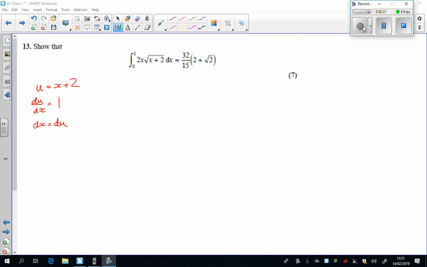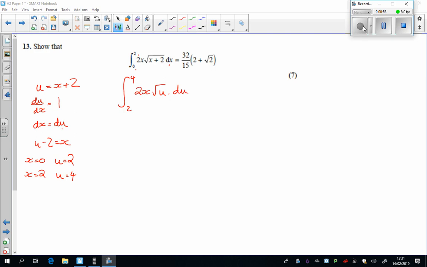We're also going to need later on that u take away 2 is equal to x, so I'll do that here as well. I also need to change the bounds so that when x is equal to 0, u is equal to 2, and when x is equal to 2, u is equal to 4. Let's put that in. So I'm trying to do the integral, not between 0 and 2 anymore, but between 2 and 4, of 2x times by, this is the square root of u, dx is simply du.